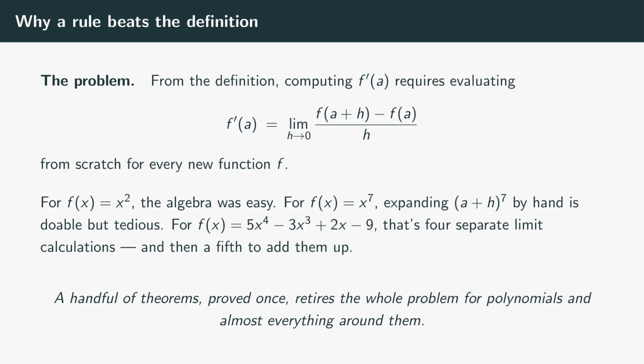First, motivation. From the definition, getting f prime of a means computing one specific limit, f of a plus h minus f of a over h, as h tends to 0. We did it for x squared and for square root of x, both were fine. Now imagine doing it for x to the 7th. You'd expand a plus h to the 7th by hand, 8 terms from the binomial theorem. Now imagine a real polynomial, 5x to the 4th minus 3x cubed plus 2x minus 9. That's 4 separate limit calculations and then a theorem to glue them together. The pattern is screaming for a shortcut.